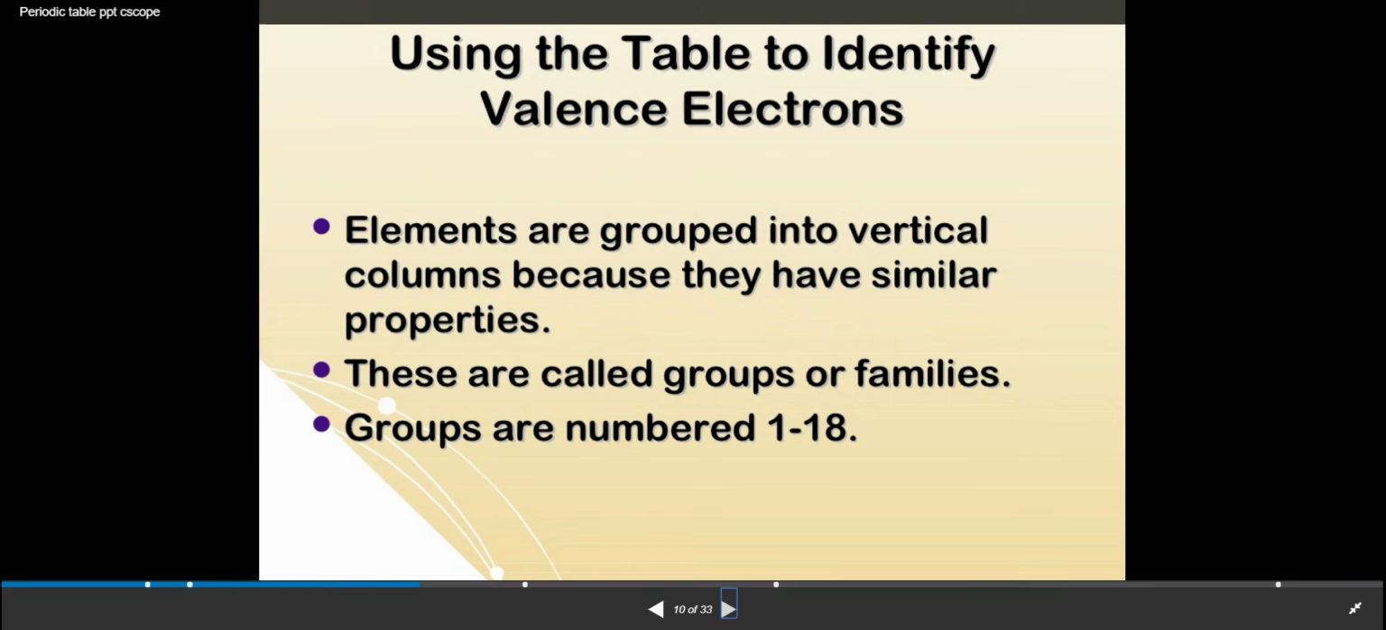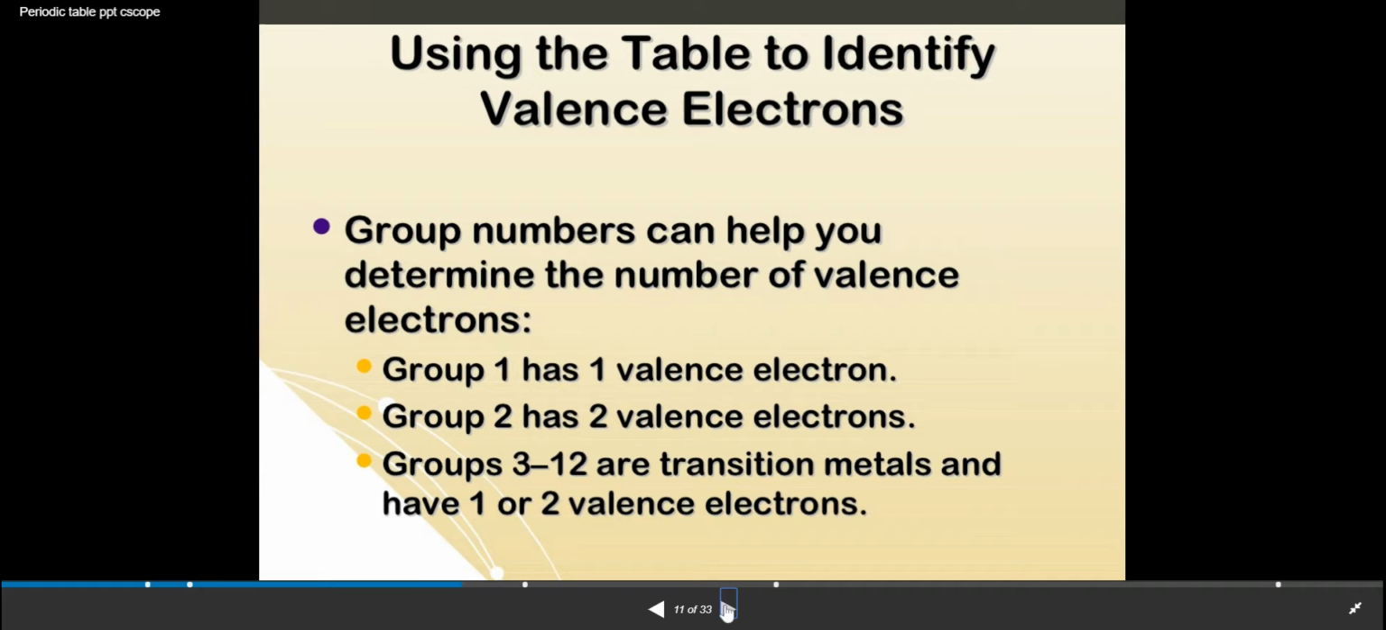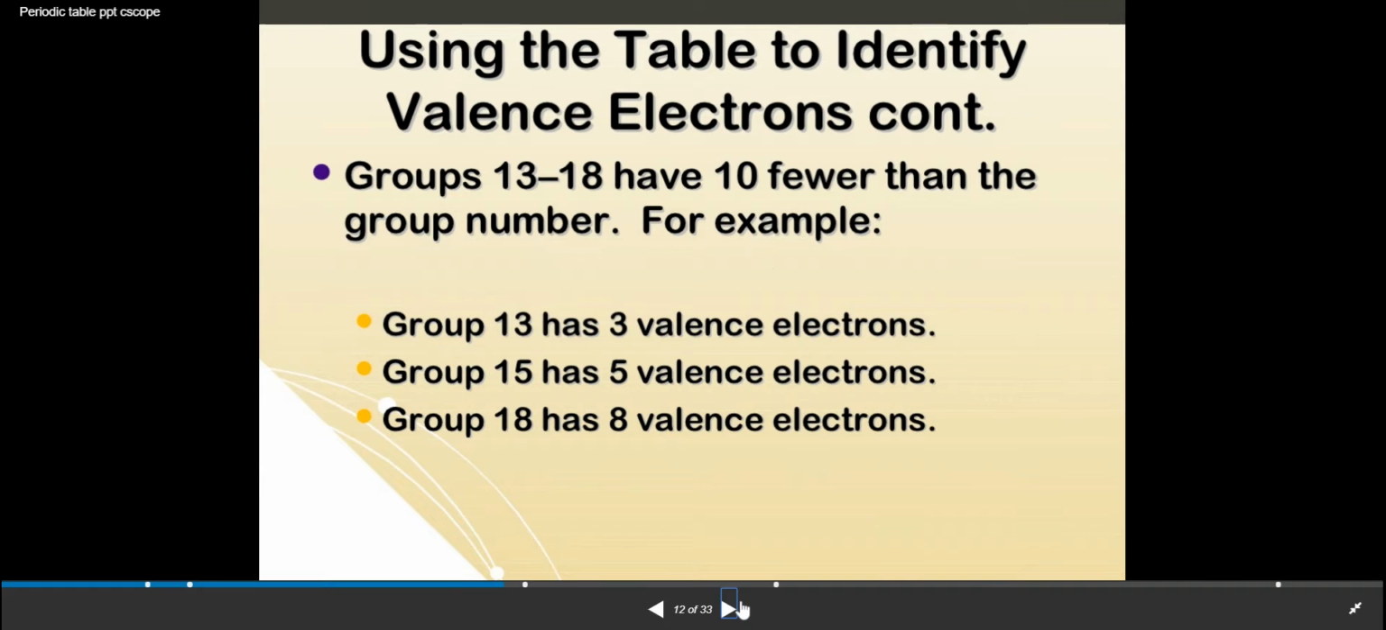Elements are grouped into vertical columns because they have similar properties, and these columns are called groups or families, and there are 18 of them. Group numbers can help you determine the number of valence electrons. Group 1 has 1 valence electron, Group 2 has 2, and groups 3 through 12, which are the transition metals, the drop-down part of your periodic table, have 1 or 2 electrons. Groups 13 through 18 have 10 fewer than the group number. For example, group 13 has 3, 15 has 5, and 18 has 8. And remember, group 18 are the noble gases.